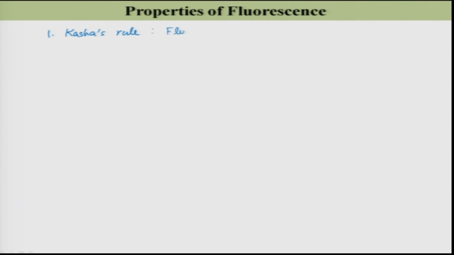Fluorescence occurs from the 0th vibrational level of the first singlet excited state, isn't it? I already showed you.